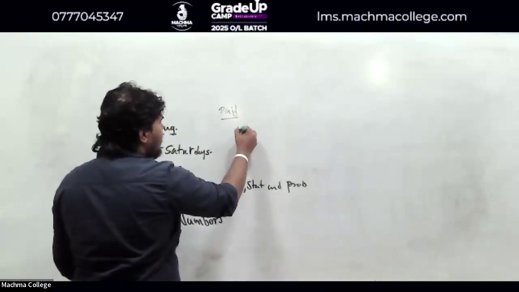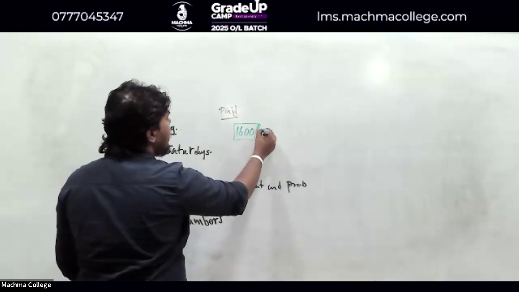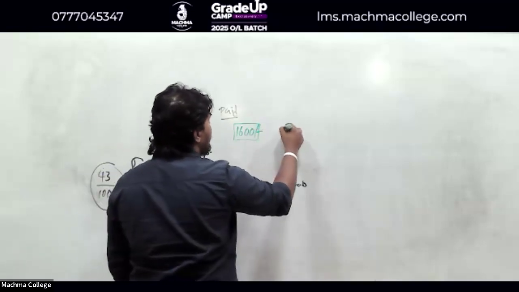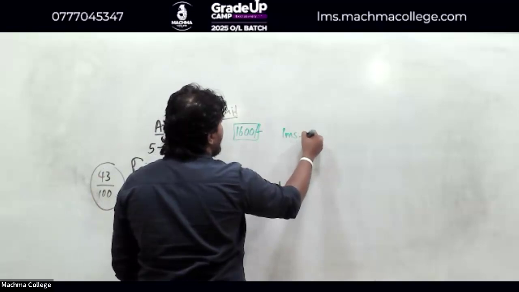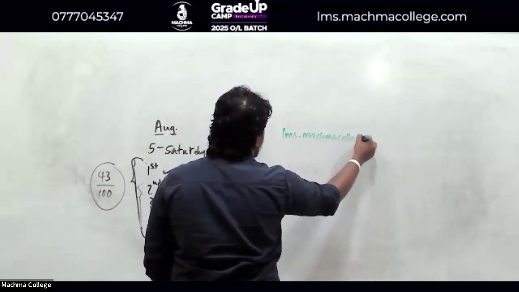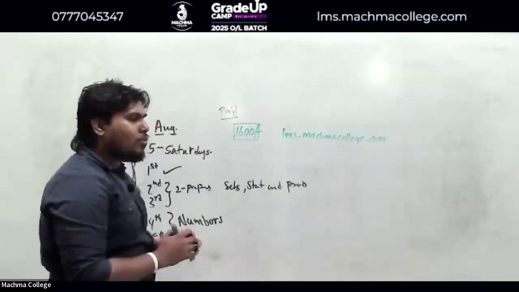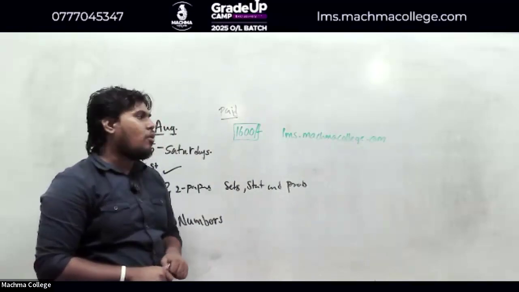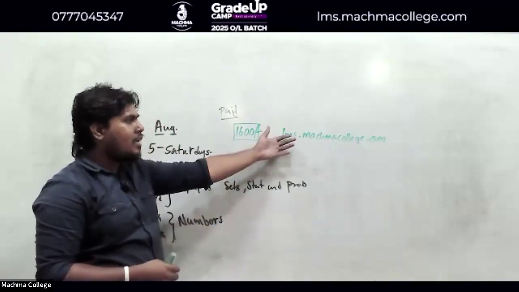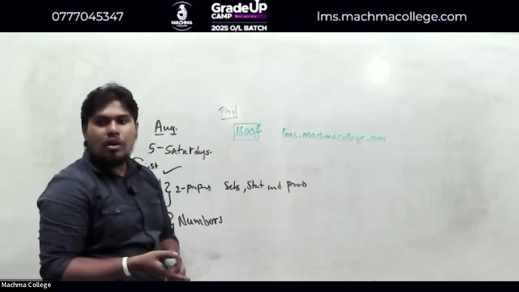So I will talk about mathematics mainly. Class fee is 1,600. Your online students will have to join from the LMS, lms.machmacollege.com. If you go to this website, for the moment you can't see anything. All old classes are there but the new classes haven't been created yet. It will be created tonight or tomorrow.